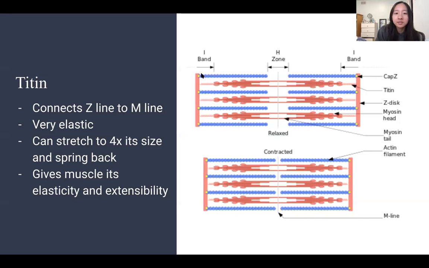Can someone tell me what this blue thing is? Does anyone think they know? Thin filament. Yeah, that's a thin filament. You know because it's thinner, but also because you don't see it in the middle of the sarcomere. Does anybody know what this is? The thick filament. Yeah, that's a thick filament. And you can see the little bulbs coming off of it. Those are the myosin heads.